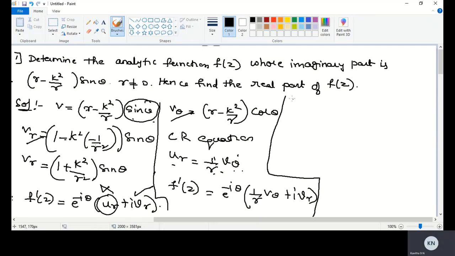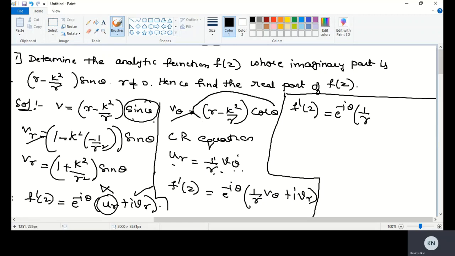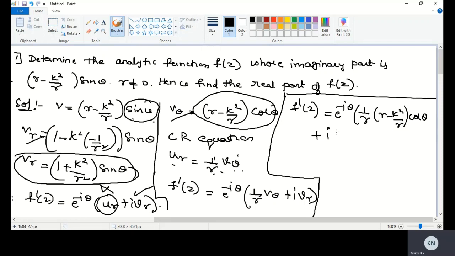Okay. Then f dash of z. Yes, f dash of z is e to the power of minus iθ times 1 by r. V θ is what here? Observe here, V θ is what here? It is (r minus k square by r) into cos θ, plus i into Br, which is (1 plus k square by r square) into sin θ. Okay.